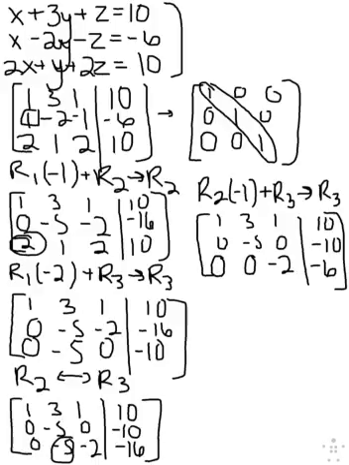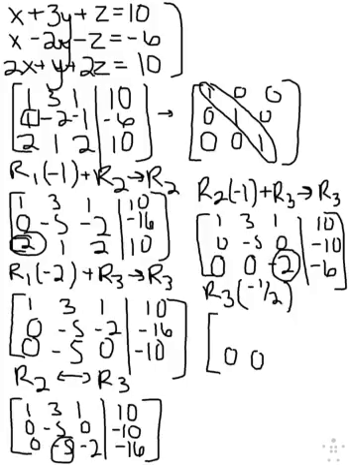And now we want this negative 2 to be a 1. So I'll just take R3 times negative 1/2. So obviously zeros stay zeros. Negative 2 times negative 1/2 is 1. And negative 6 times negative 1/2 is 3. So just fill them in.